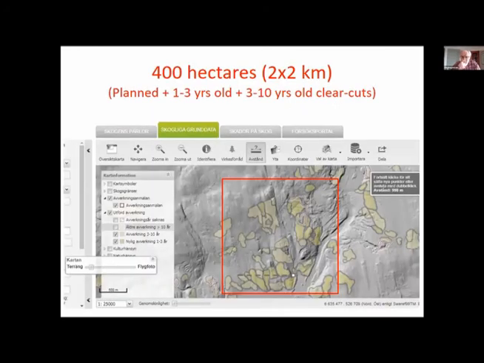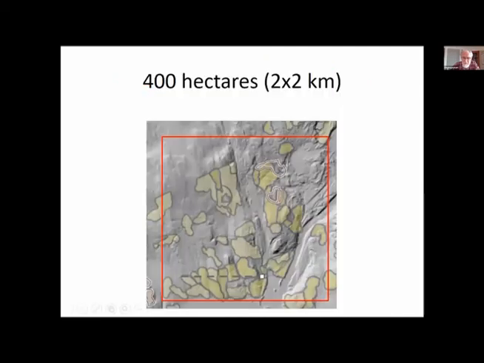So this is just an example from the open access database of Swedish forests provided by the Swedish Forest Agency, and it shows a lot of interesting things. But here I have highlighted 3 polygons. These are polygons representing areas notified as logged: areas that were harvested 1 to 3 years ago, and those harvested 3 to 10 years ago. If you zoom in a little bit, if you move around in this landscape, this is 2 by 2 kilometers, so this is 1 kilometer.